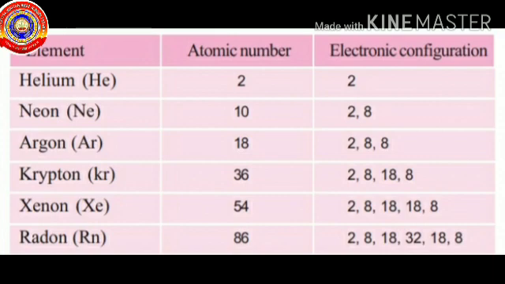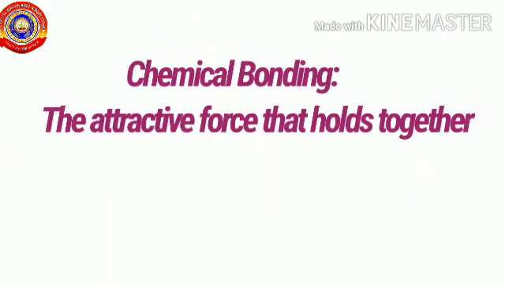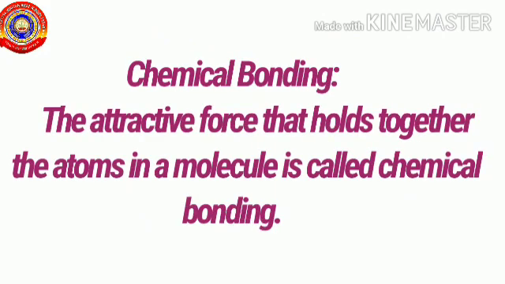Except helium, all other atoms show octet configuration, and helium possesses duplet configuration. Then we learnt about chemical bonding. Atoms acquire stability by attaining an 8 electron configuration in their valence shell. And this chemical bonding is the force of attraction that holds together the atoms in a molecule.